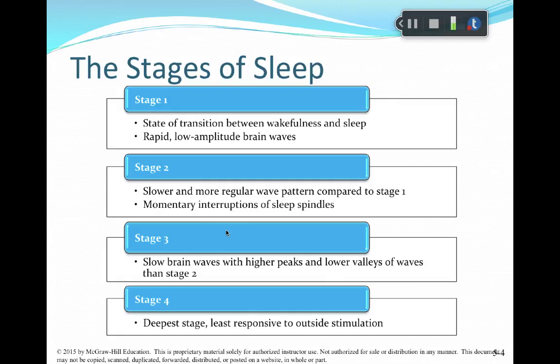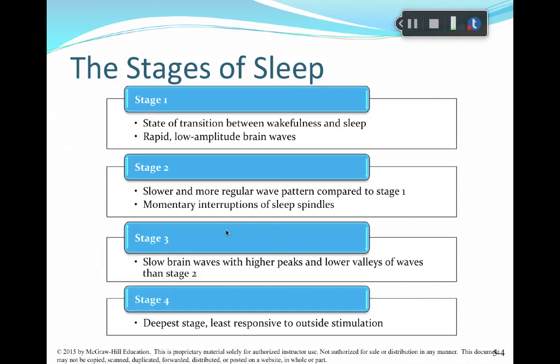There are 4 stages of sleep, and as you can see, what changes between each stage is the brain waves and the pattern. So in stage 1, we're transitioning from wakefulness to sleep. So they're rapid, low amplitude. When you think about amplitude, think about a waveform. So smaller waveforms. And stage 2 is when it's slower, more regular waveforms.